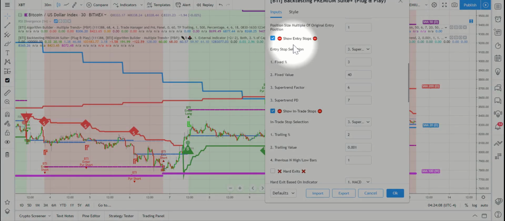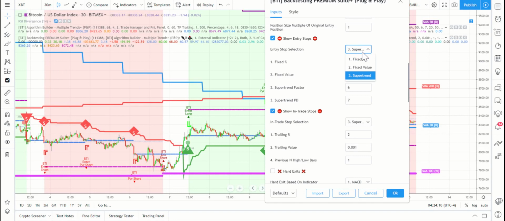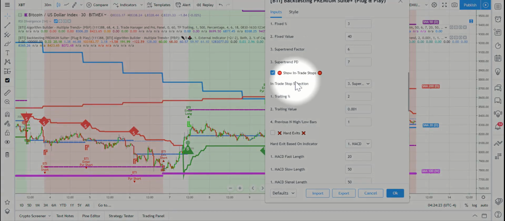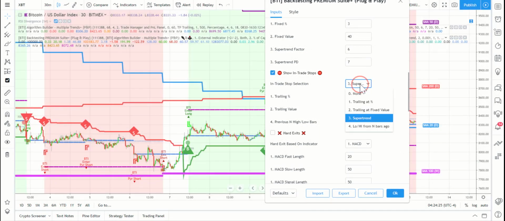Entry stops. The BTI backtest suite requires an entry stop. It's used to initiate the stop loss. Then the in-trade stop engine takes the relay and manages how the stop loss behaves during the trade. In-trade stops. Although we recommend it, the in-trade stop is not mandatory.